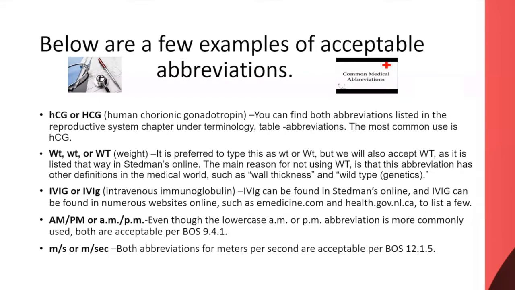Now there are three ways for weight: capital W, small t, or small lowercase w and t, or both capped. It is preferred to type this as Wt or capital Wt, but we will also accept both uppercase WT, as it is listed that way in Stedman's Online. The main reason for using Wt is that this abbreviation has other definitions in the medical world, such as wall thickness or wild type, as in genetics.